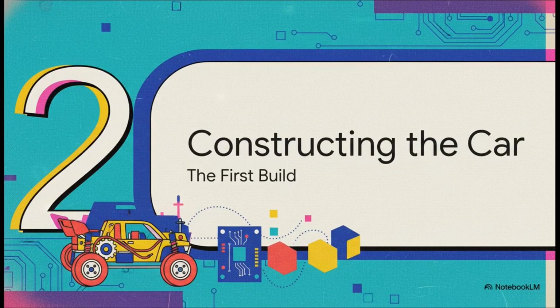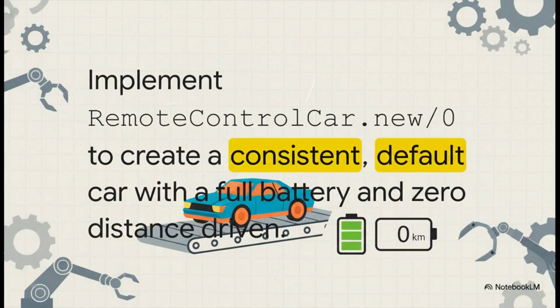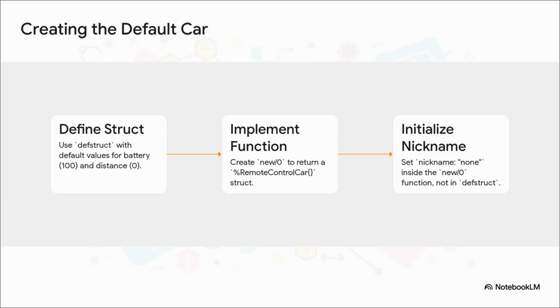All right, enough theory. Let's get our hands dirty and actually start building our remote control car. First things first, we need a new function that just spits out a standard car for us. Full battery, zero distance driven. The challenge here is making sure that this default state is 100% consistent every single time, with absolutely no room for error. So here's the classic Elixir way to do this.